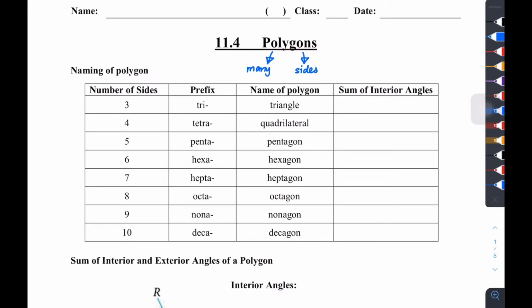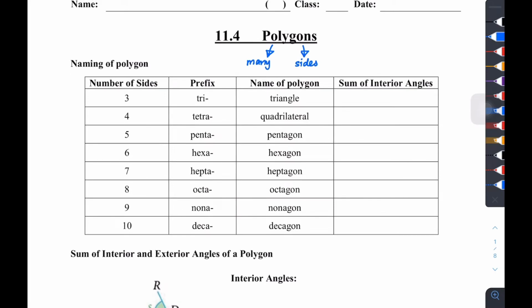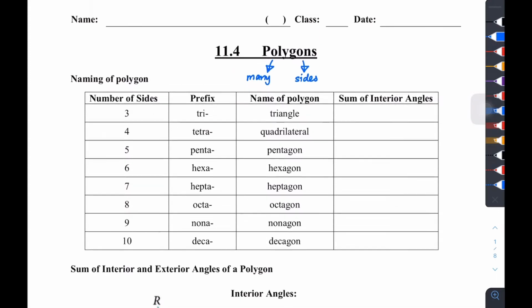So the first thing that we need to know is how do we draw these objects, and based on these objects, what name do we give them? For example, an object with 3 sides is what we call a triangle. An object with 4 sides is what we call a quadrilateral in general. And an object with 5 sides is what we call a pentagon.